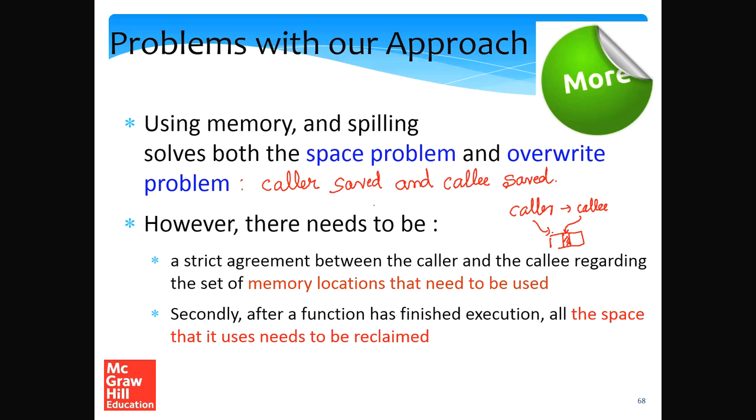Then clearly they will start interfering in memory and this will not work out. So the regions of memory that are to be used by different functions has to be known a priori. And this is a problem. And then once a function has finished its execution, it will not need the space that it had used to store registers for spilling. This space has to be reclaimed, right? So we have to somehow mark this space to be empty such that it can be used by other parts of the program. So there's a need to reclaim this space. So this makes things pretty complicated. And the root of all the problems is the space problem and the overwrite problem.